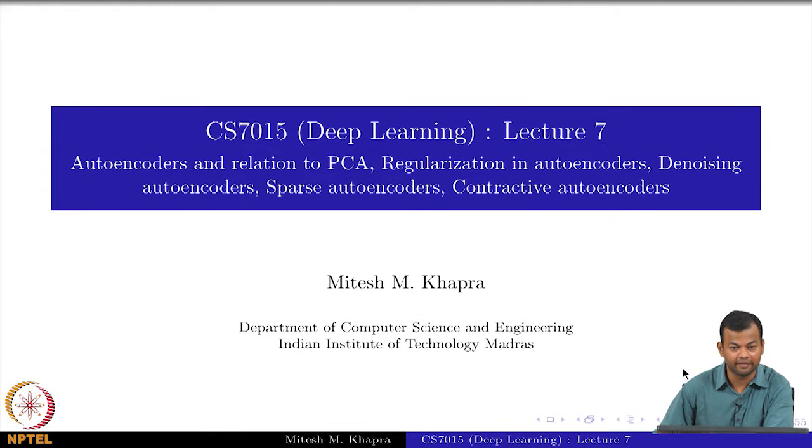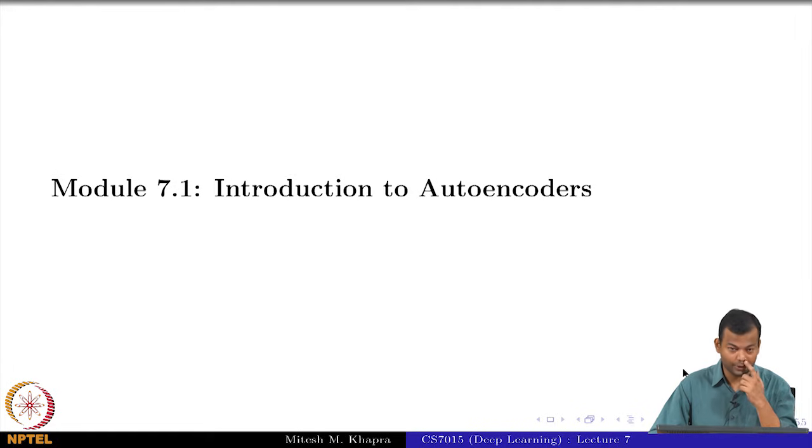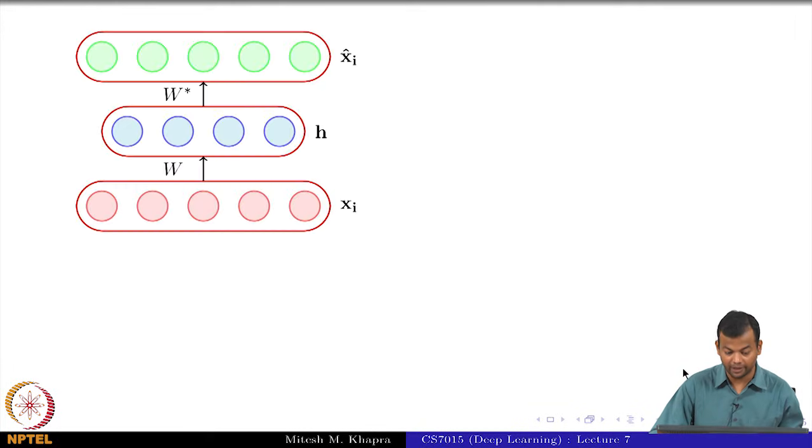Welcome to lecture 7 of the course on deep learning CS7015. In this lecture, we are going to talk about autoencoders and we will focus on their relation with PCA, then talk about regularization in autoencoders, wherein we will look at denoising autoencoders, sparse autoencoders and contractive autoencoders. So, let us begin with an introduction to autoencoders, what they are.